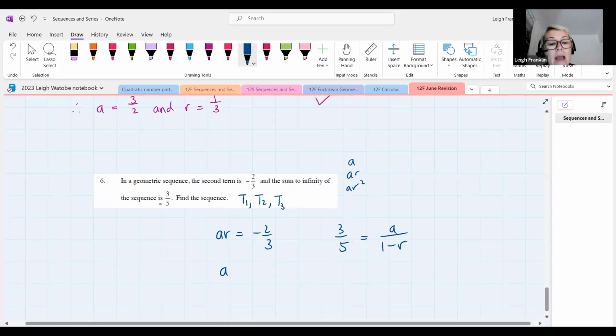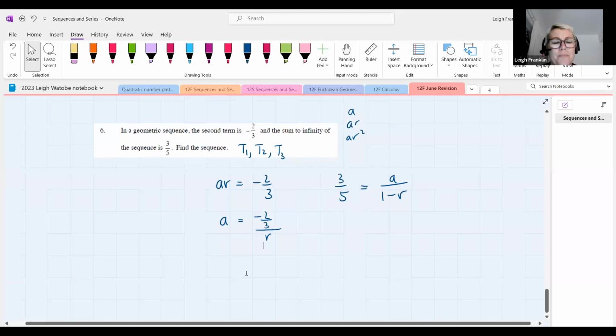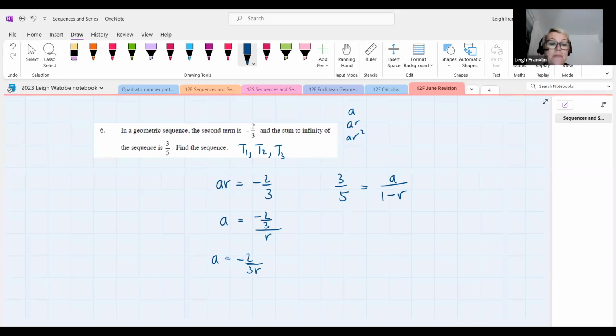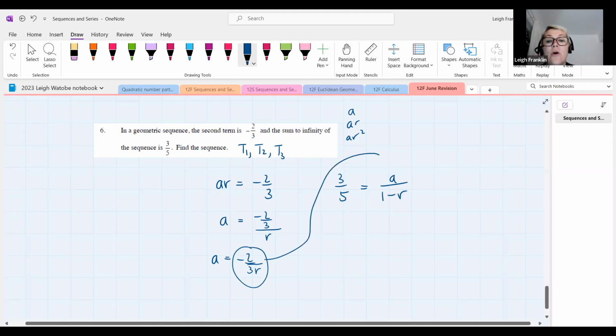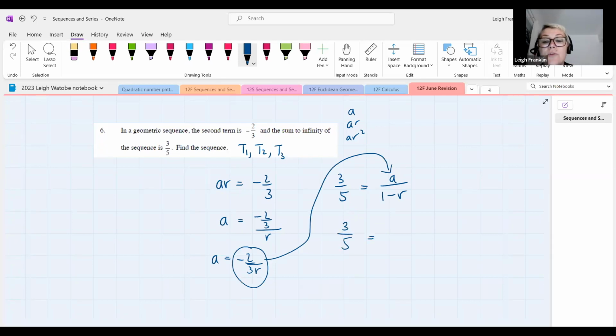If we make A the subject of the formula, we would have to divide both sides by R. So that would give us minus 2 over 3 divided by R, and then we can tip it and multiply so that we don't have to work with a complex fraction. That would give us minus 2 over 3 times 1 over R, so that would be minus 2 over 3R. Then we can substitute it in here. So you've got 3 over 5 is equal to minus 2 over 3R all over 1 minus R. Again, cross multiply, so that'll give you 3 minus 3R is equal to negative 10 over 3R.